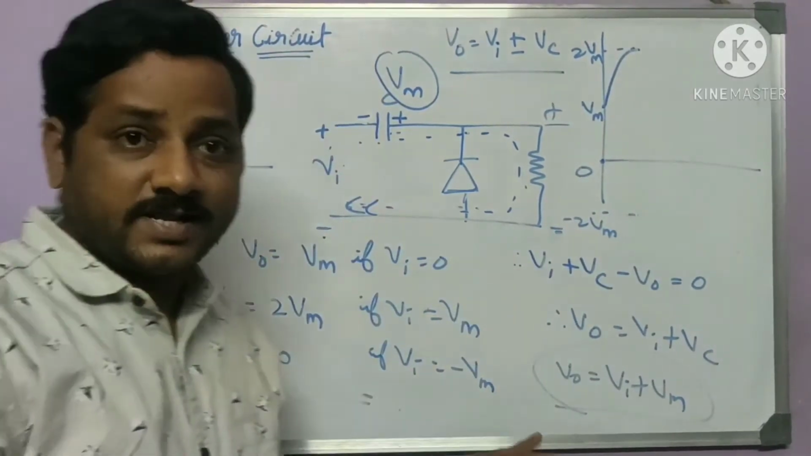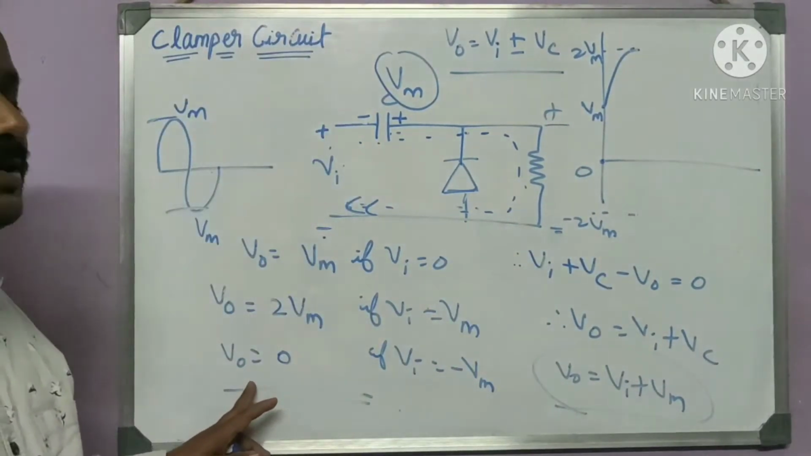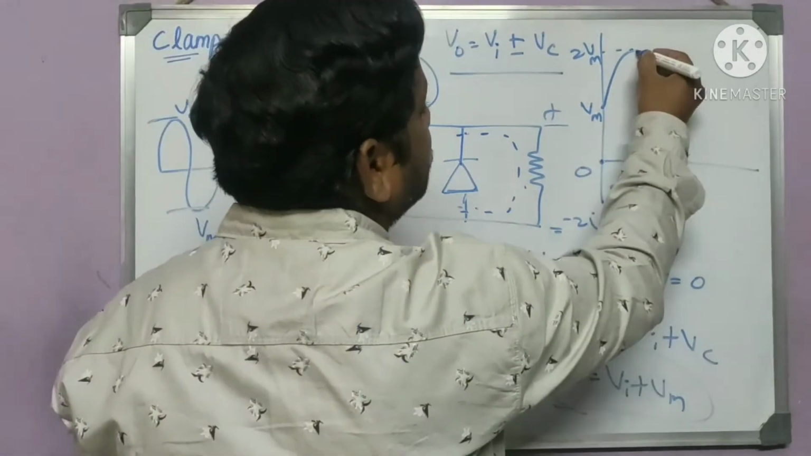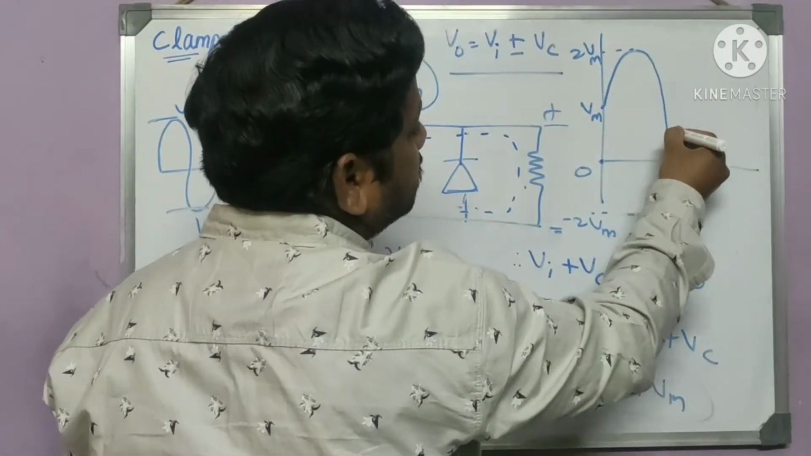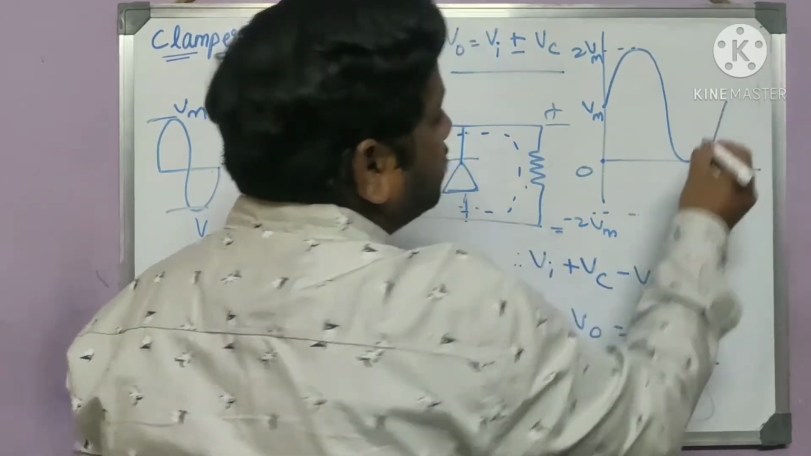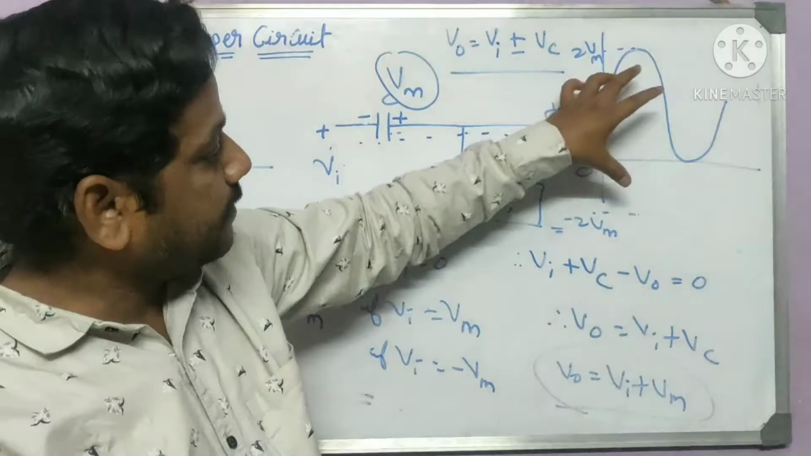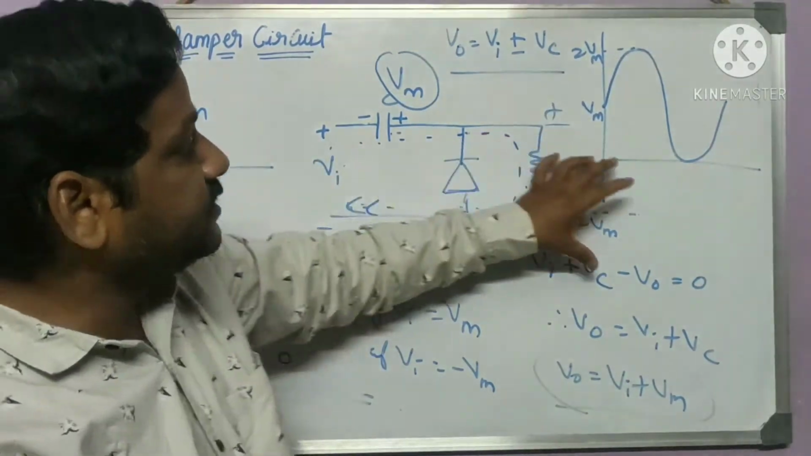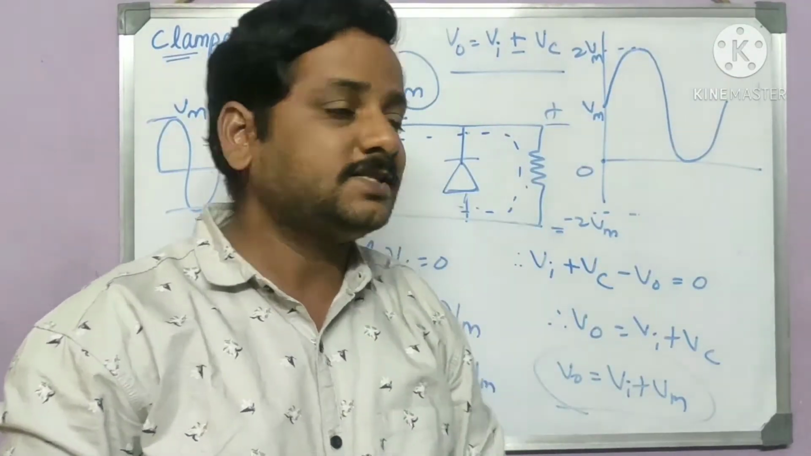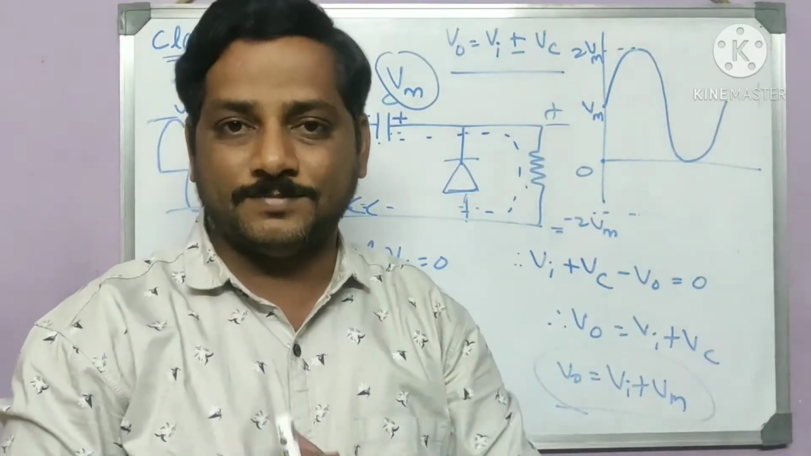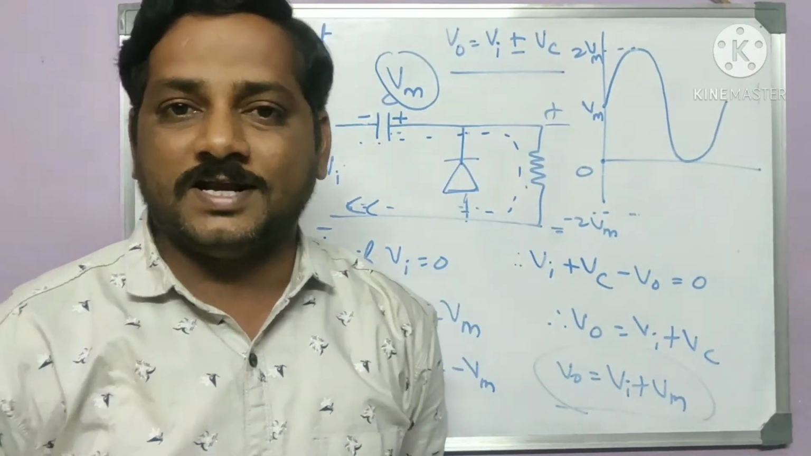And if the input is negative, minus Vm, then it is going to be 0. So if the input is minus Vm, it has to reach 0. And this is how the signal will flow. So the complete input signal has been shifted to the positive side. That is why it is called a positive clamper. I hope this concept is very clear for you.